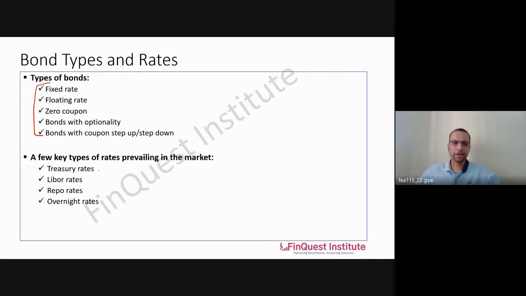So first is treasury rates, or what you call GSEC rates. So these are the rates on treasury securities, that is securities which are issued by the union government or central government as we call it. And this is something which is closely tracked as well.